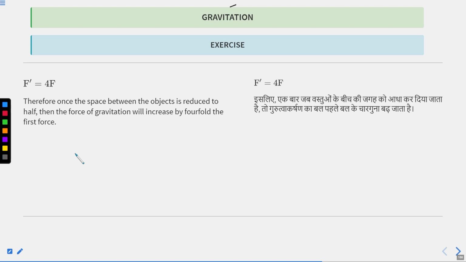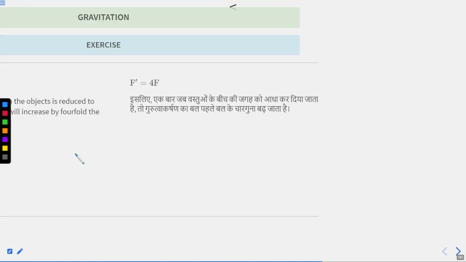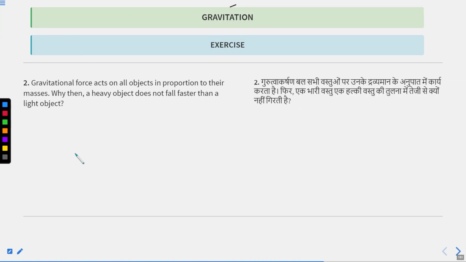Is it clear, class? As we decrease the distance, the gravitational force of attraction increases 4 times. So this question is clear. Now let's move on to the next question.